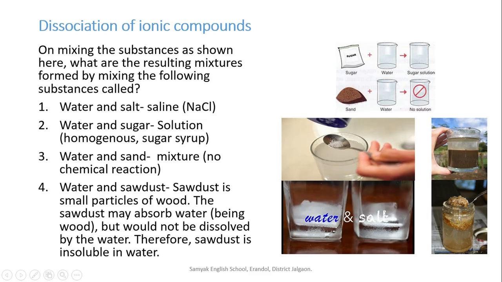Let's move on to the next topic, that is dissociation of ionic compounds. On mixing the substances as shown in these diagrams, what are the resulting mixtures? Water and salt is called saline, which is NaCl. If we mix water and sugar, it gives rise to sugar syrup. It is a homogeneous solution.